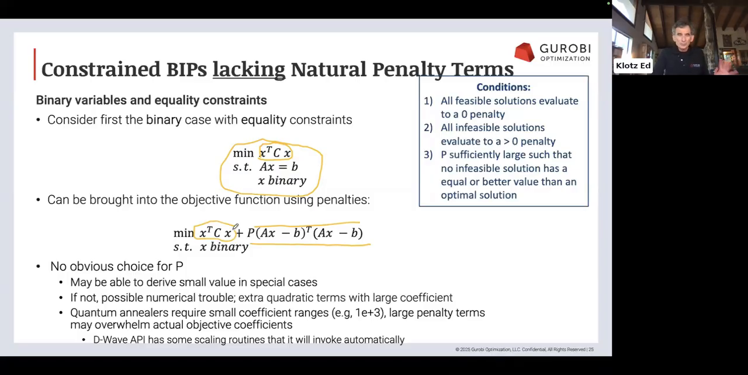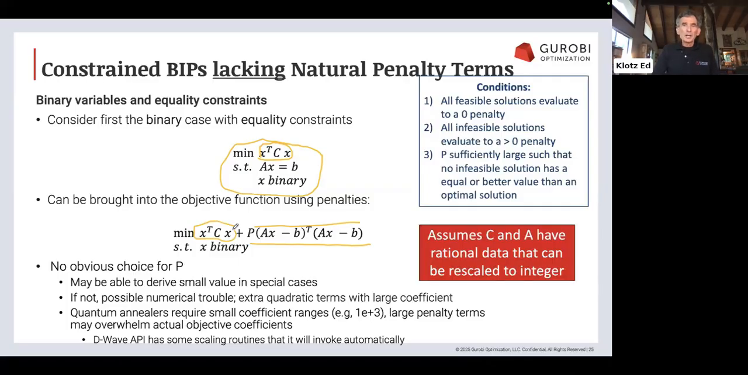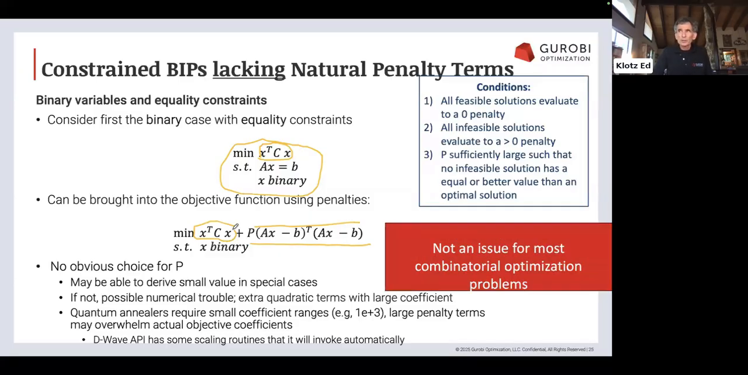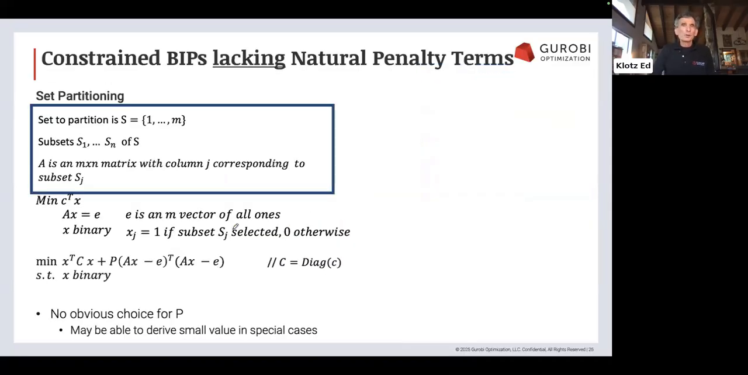Now, at least with D-Wave's annealer, they have some scaling routines that will try to help with this. And lastly, there is an assumption that C and A have rational data that can be rescaled to integer. But for a lot of these well-known NP-hard, NP-complete combinatorial optimization problems, it's really not an issue. You really don't have a wide range of objective coefficients, except for possibly the penalty term.